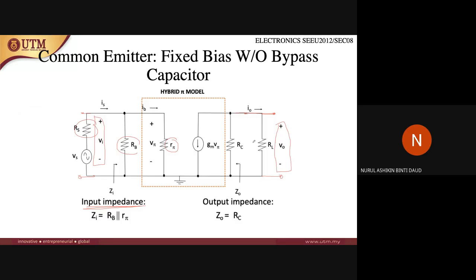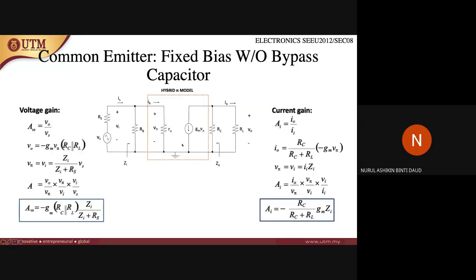Okay, so let's look at how to calculate the voltage gain. Voltage gain is AV. So AVS here represents the voltage gain with respect to the voltage source. AVS is equal to the voltage at the output divided by the voltage of the source here.